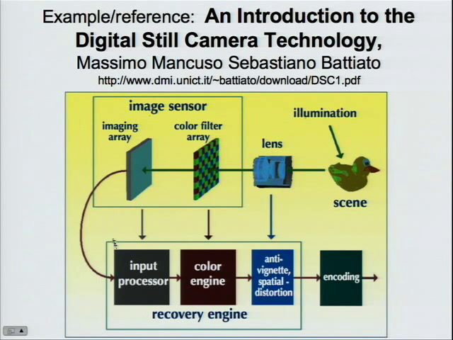So they show here an input processor that's undoing what the imaging array did, and that's like linearization and spatial gains. And then they show this color engine undoing what the color filter array did. So that'd be like interpolation to try to get back to an estimate of the color image that was here before you went through the filters. And then they show this anti-vignetting. Well, in this case, they've put the vignetting gain in association with the lens, of course.